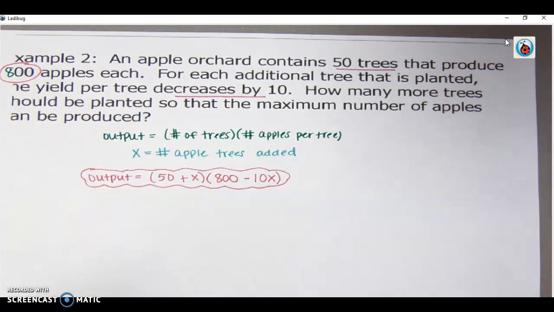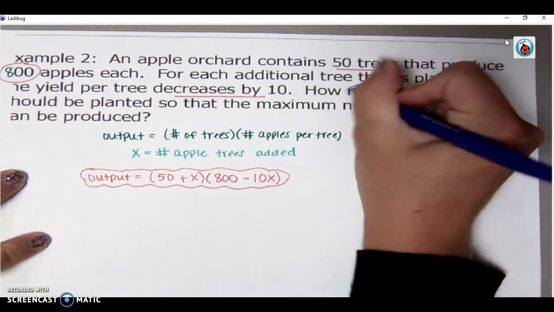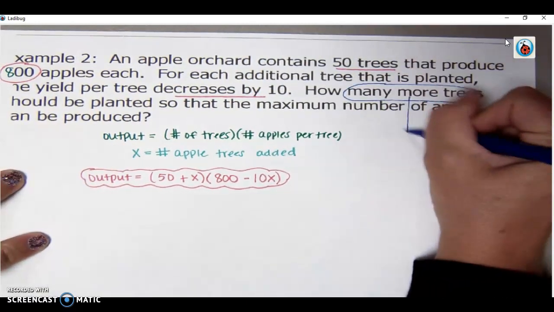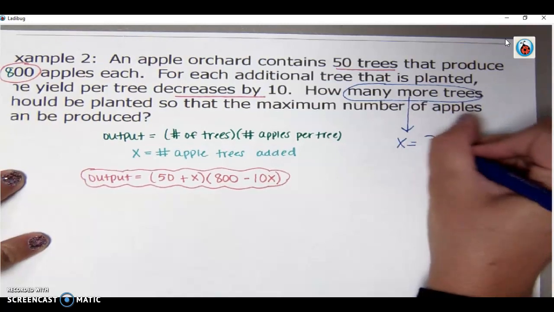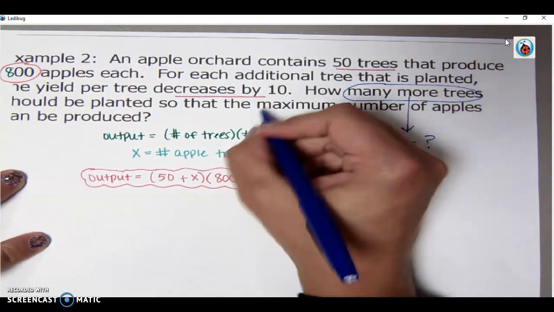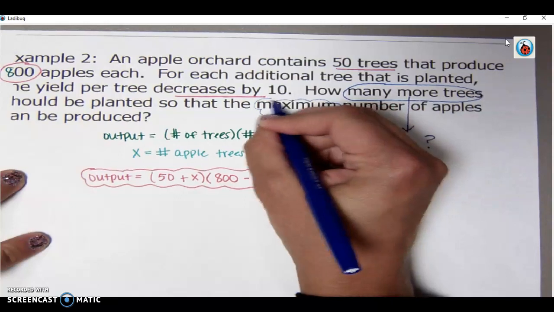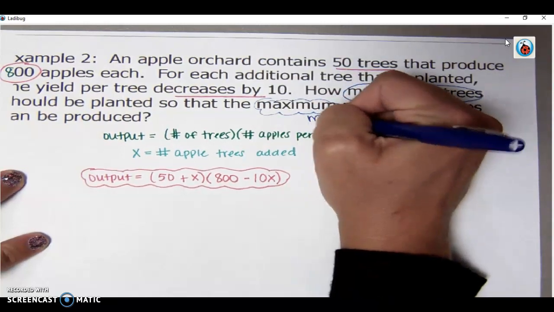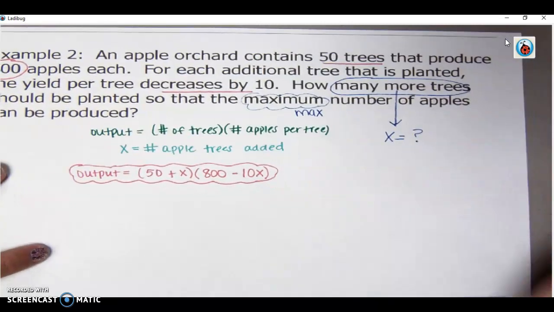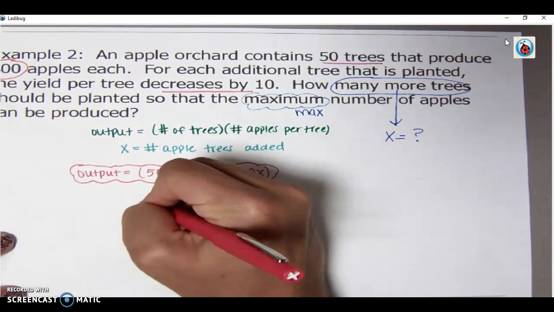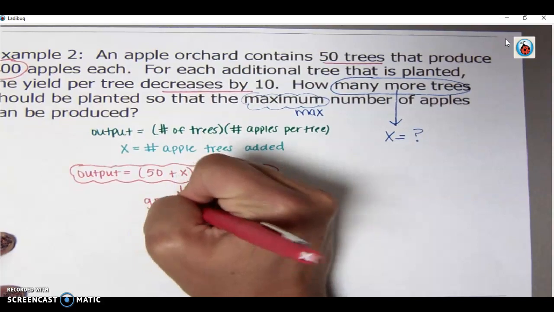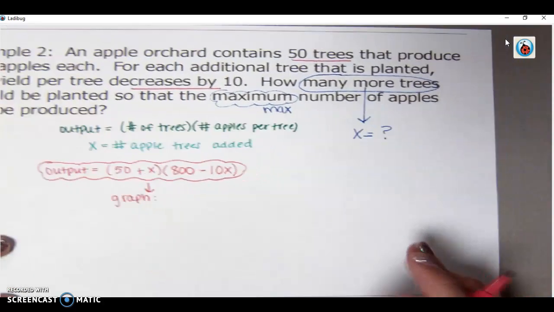Okay, so it says how many more trees should be planted. So because we're trying to figure out how many more trees should be planted, we just said that is x. So we're trying to find x here, so that the maximum number can be produced. So we need to find the max, and that will tell us our x value that goes with it. So we're going to use our calculator again. So we're going to graph this. You do not have to multiply this out. You can just type that in exactly like it looks in your calculator.